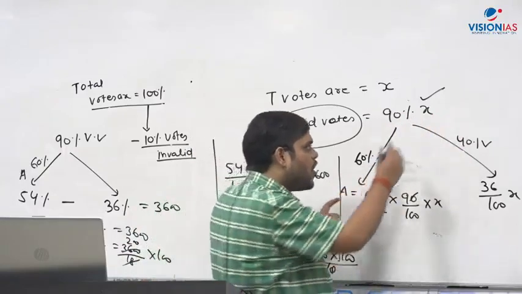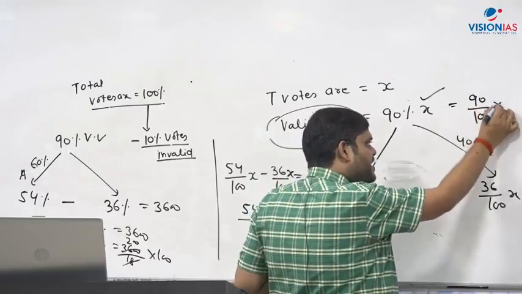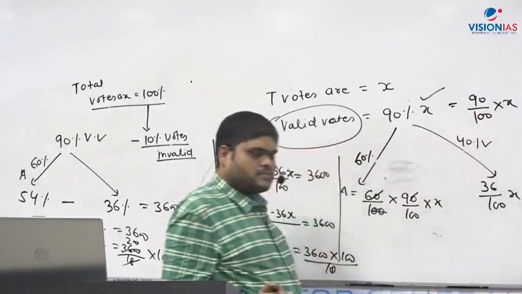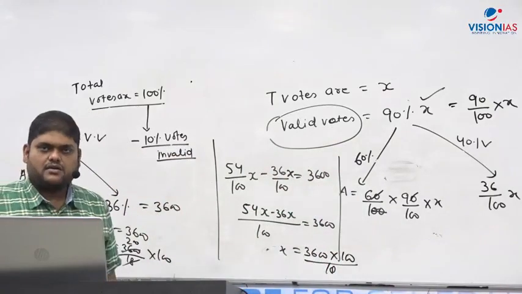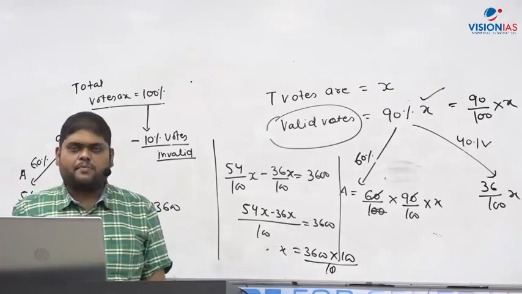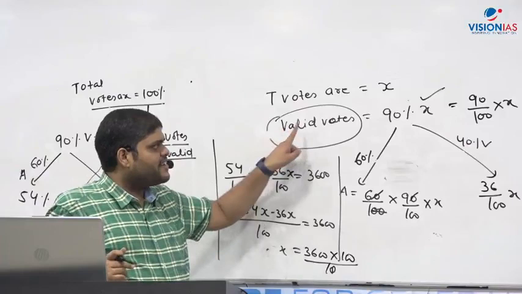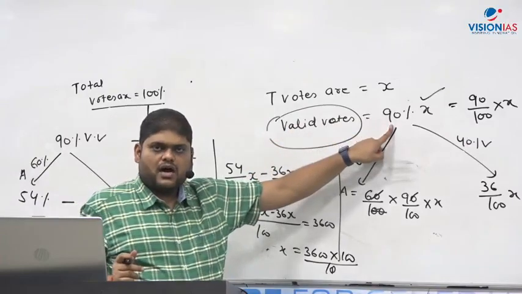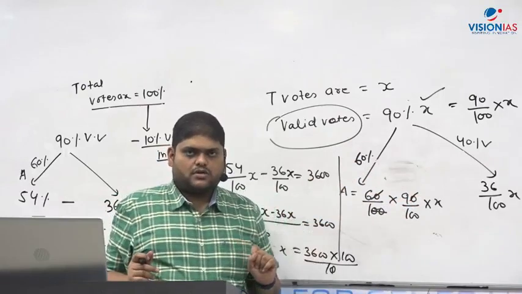90% of X, or you can write it this way: 90 upon 100 into X. Fine. Now don't ask anything, concentrate here. If you ask, then you will again ask me, sir, repeat the same. Please be here now. Now this becomes the valid vote. And the question is regarding the valid vote, not the total vote.